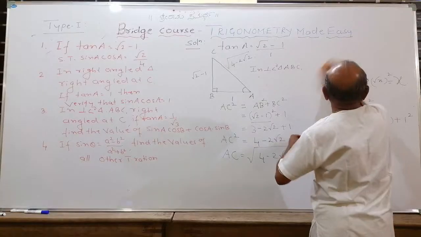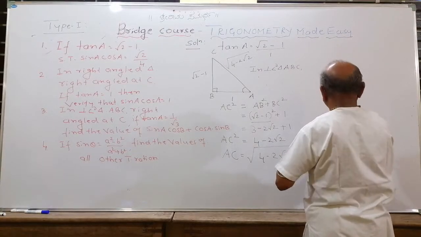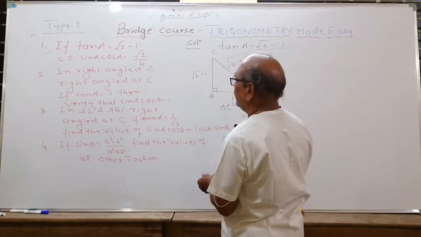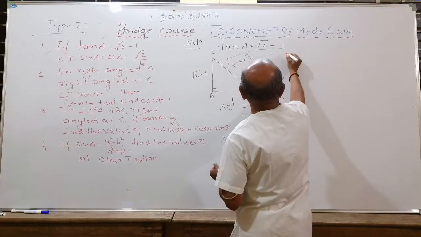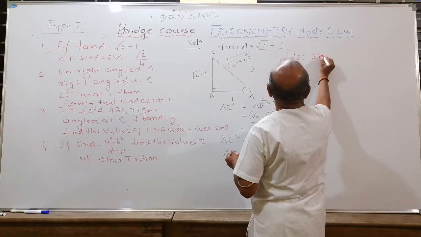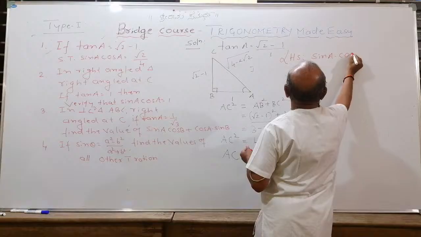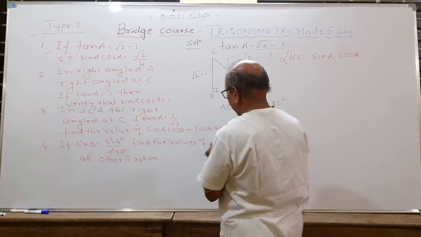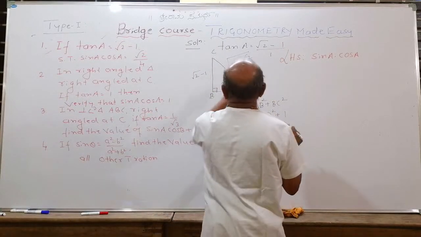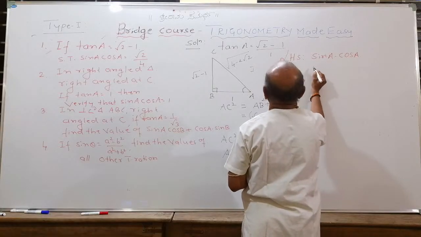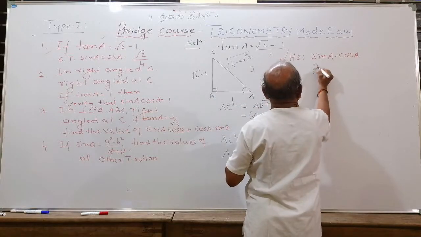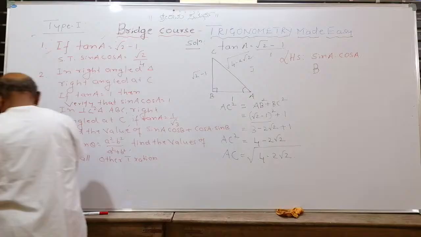Here, you can write sin A into cos A. LHS, I will take the left hand side of it. You have to take sin A into cos A. You recall what is sin A? Sin A is opposite upon hypotenuse. Opposite is BC. Let me write BC.